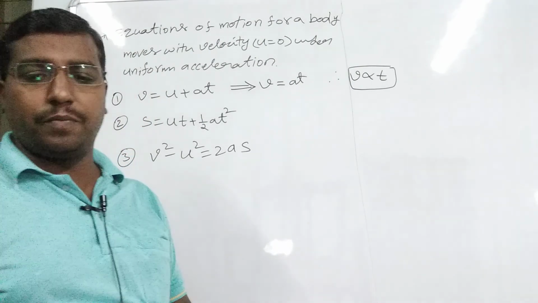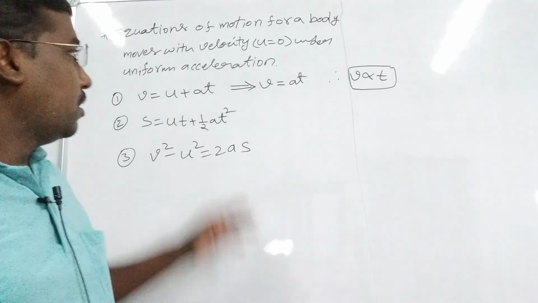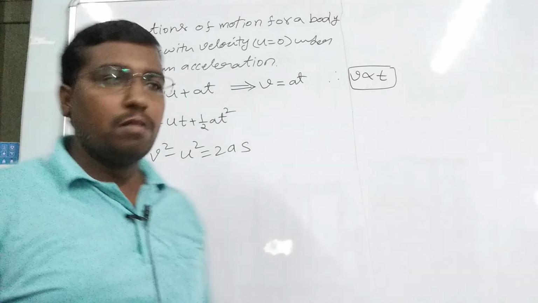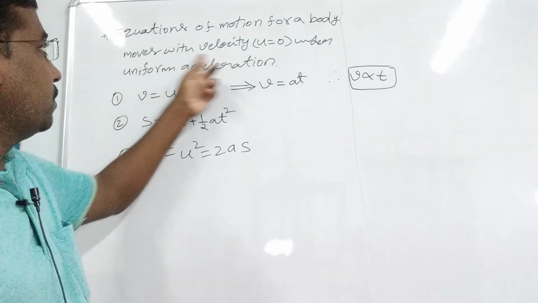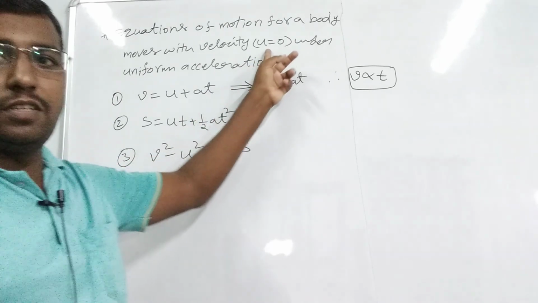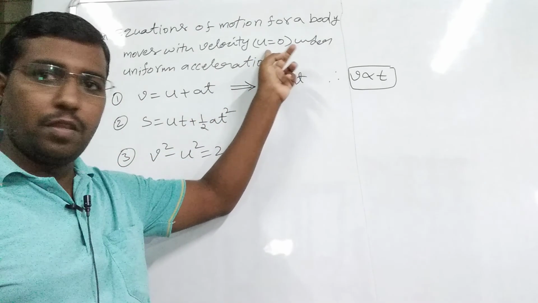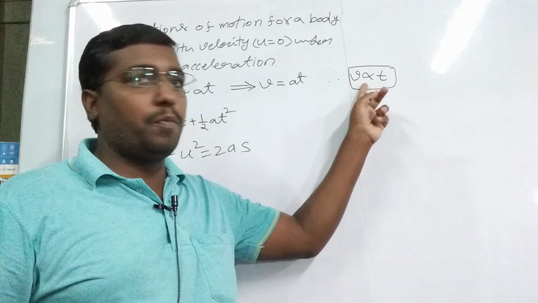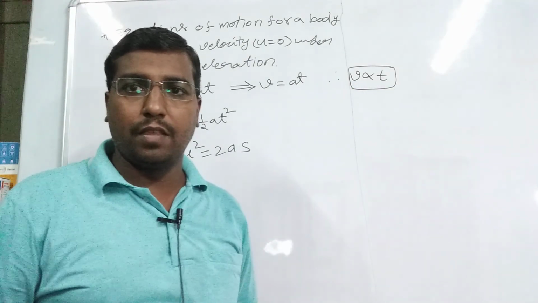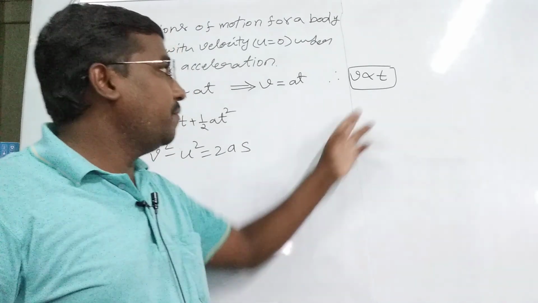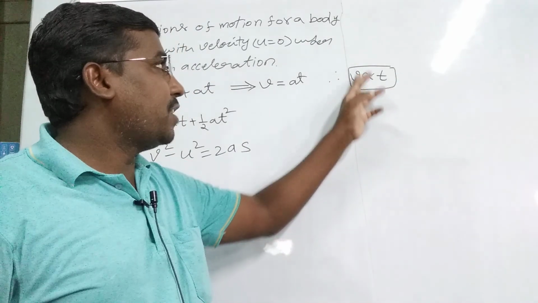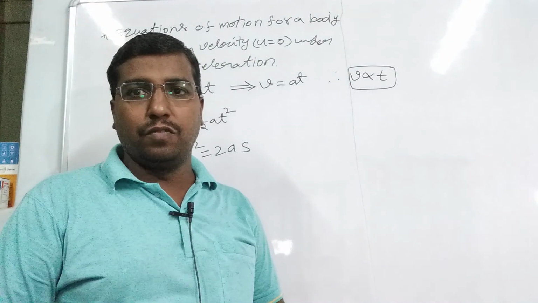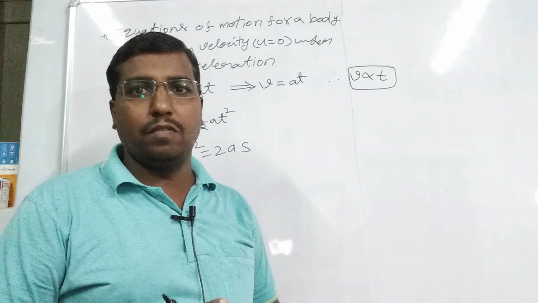That means a body moves with uniform acceleration and starts with initial velocity 0. Then its final velocity is proportional to time. That is, as time increases, its velocity also changes. So both follow proportionality.